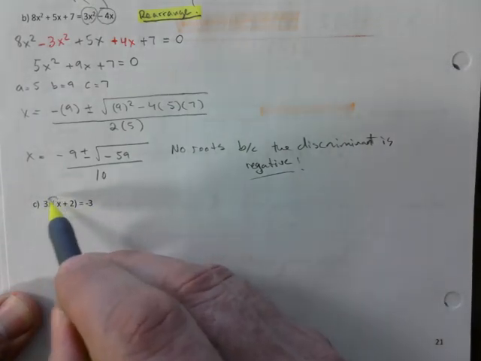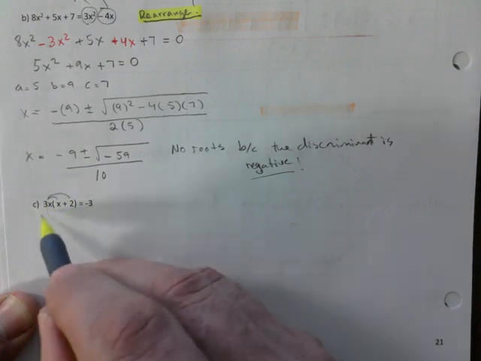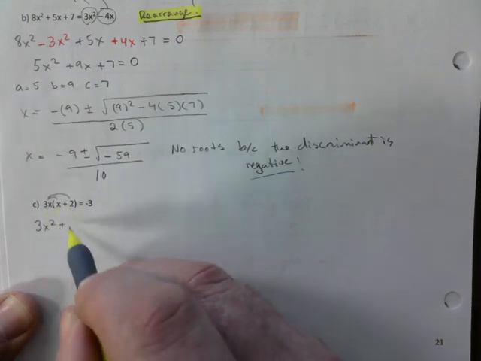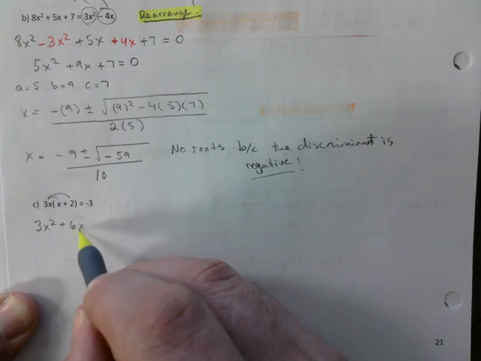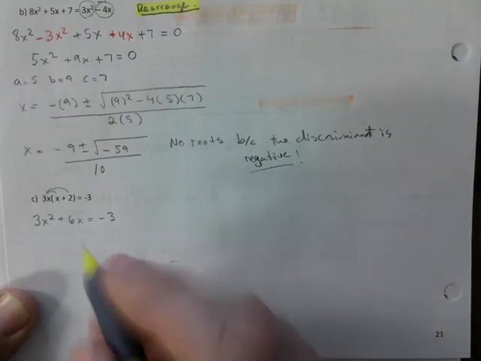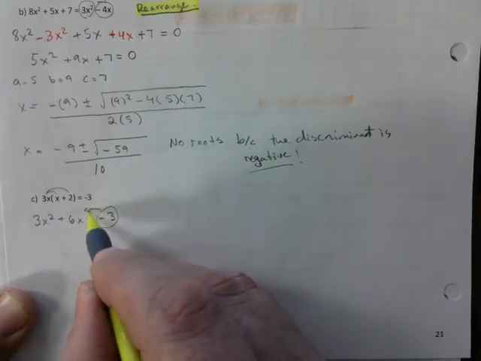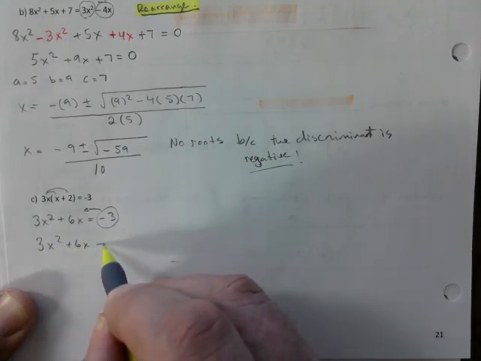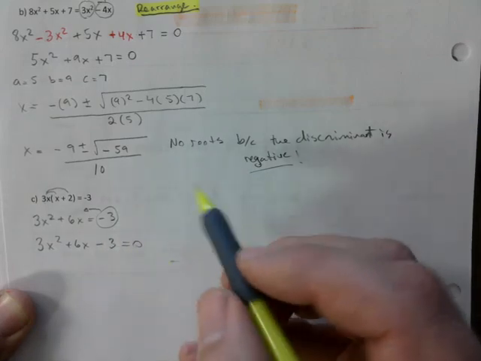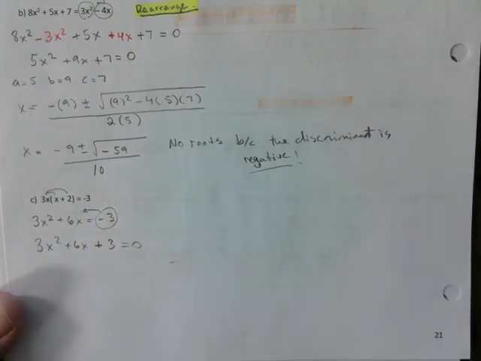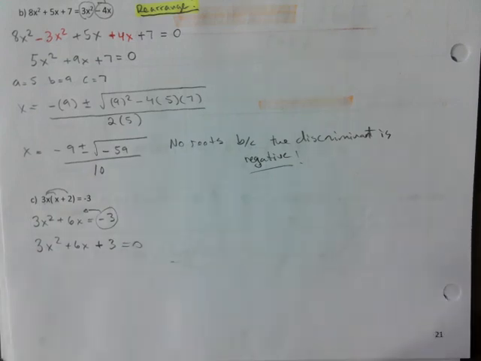Next, here you have to FOIL it. So you have to distribute that out. So 3x times x is 3x squared. 3x times plus 2 is 6x, and that is equal to negative 3. That's step number 1. Then I bring this over to the other side. So 3x squared plus 6x. Do I go negative 3x, or is that wrong? That's wrong. When you cross over, you change sign.